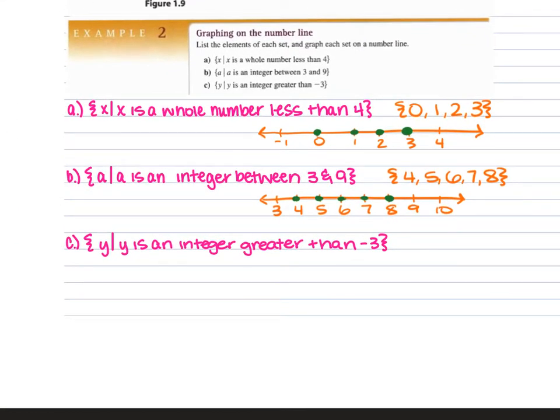For C, we have an integer greater than -3. So that doesn't include -3. That would be -2, -1, 0, 1, 2, all the way to infinity. So on our number line, we would have -3, -2, -1. We can do 0, we can do 1. And then we're going to do these 3 dots after the 1 to represent that it keeps going to infinity.